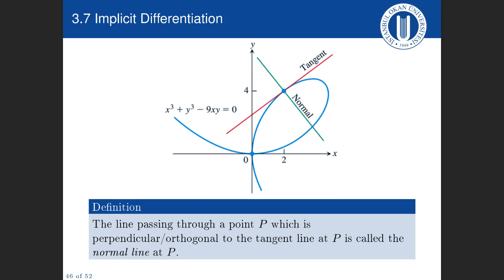Now, previously we talked about tangent lines. Now I want to introduce a new type of line called a normal line. A normal line passing through a point P is the line which is perpendicular to, or orthogonal to, a tangent line. So in other words, it's where the angle here is 90 degrees or pi over 2 radians.